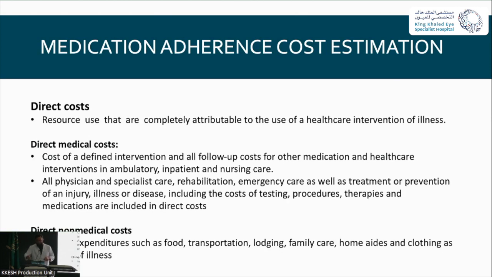The direct cost, which they have mentioned in their methodologies, we all know about the direct cost, but they are talking about the resources used to completely attribute the use of healthcare interventions, especially for the illness they're talking about. For the medical costs, of course, we can think about appointments, labs, emergency visits, and even testing. And the direct non-medical cost, they're talking about transportation, lodging, family care, and clothing, all these things which are related to the patient's treatment.